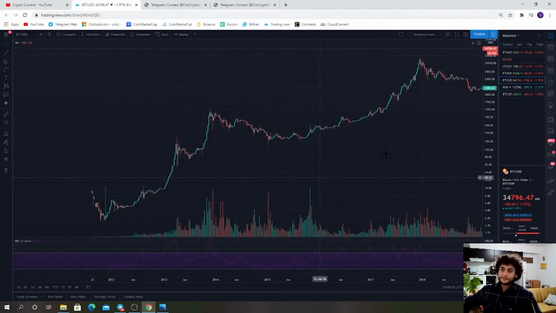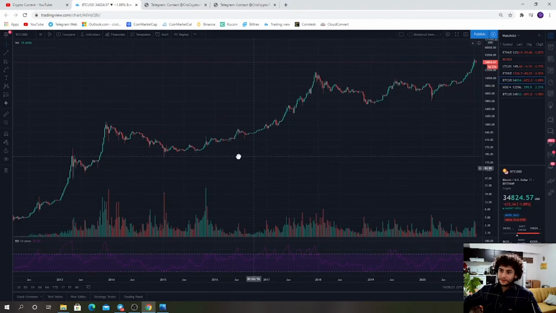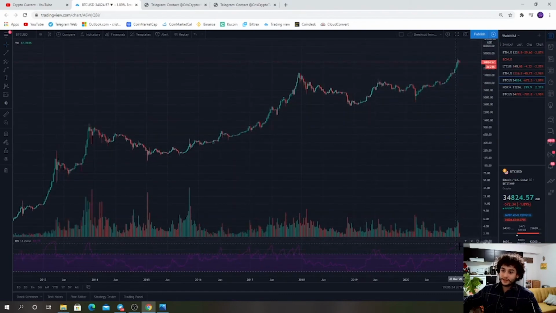Bitcoin has been with an RSI of over 80 for a couple months now, which in traditional markets would be completely out of this world, but in crypto that's just a normal thing. So really the way I would look at RSI would be anything above 80 in crypto would be considered overbought. Anything below 30 would be considered oversold.